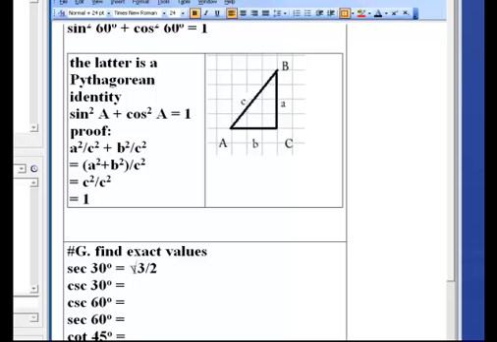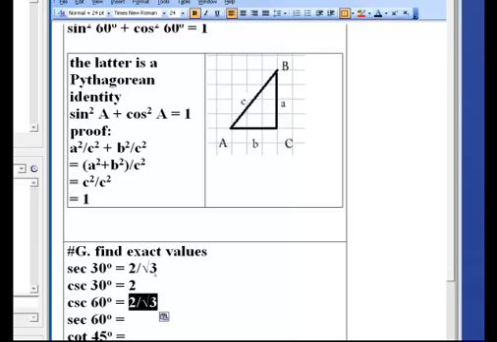And the secant is the reciprocal of that. So the answer is 2 divided by square root of 3. Cosecant of 30 degrees, well, that's the reciprocal of sine 30 degrees, which is 1/2, and the reciprocal of that is simply 2. Cosecant of 60 degrees is the reciprocal of sine 60 degrees, which is the square root of 3 over 2. So the reciprocal of that is 2 over the square root of 3.